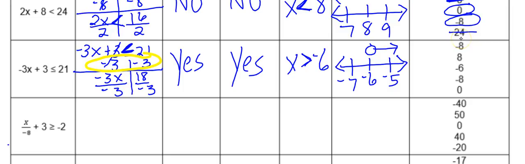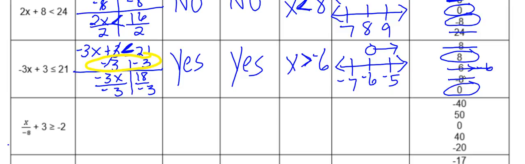So over here to the right, is negative 8 greater than negative 6? Nope. Is positive 8 greater than negative 6? Yes. Is negative 6 greater than negative 6? No, it's not. It's equal. And this is a greater than sign, not greater than or equal to. Is negative 8 greater than negative 6? Nope. It's more negative. Is 0? Yes. 0 is greater than negative 6.